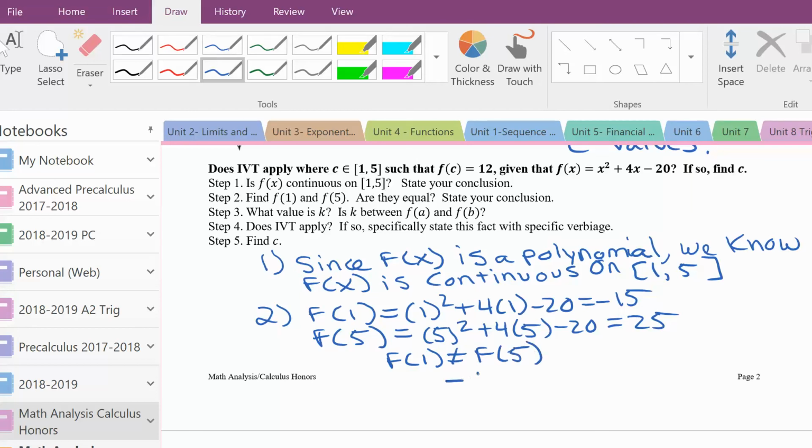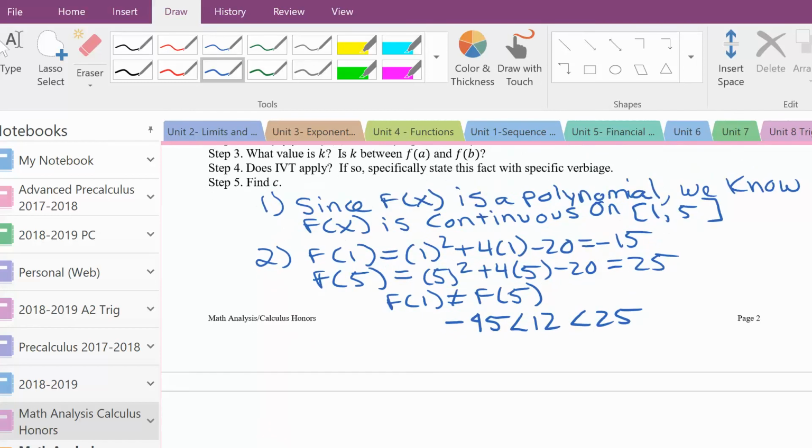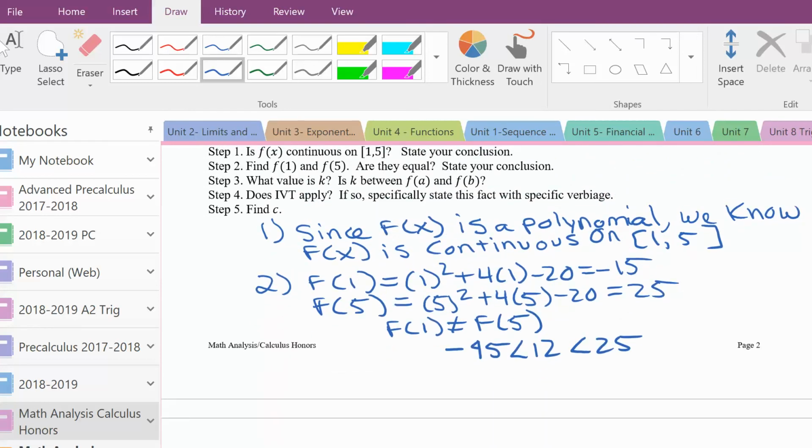So therefore, you notice 12 is the value of k, and that is between -15 and 25. That's something to notice. So now for step 3, what is the value of k? K is 12. That was told us. F of c is 12. And is k between f of a and f of b?